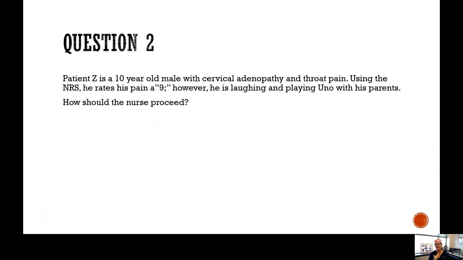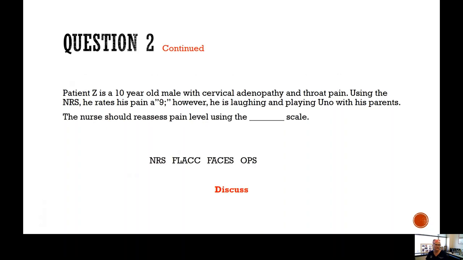Next, we have question 2. Now, this is patient Z. He was a 10-year-old male. He came in with cervical adenopathy and throat pain. And using the numerical rating scale, he rated his pain a 9. However, at that time, he was laughing and playing Uno with his parents. So how should that nurse proceed, or the nursing student? Well, we know distraction is huge in reducing pain. So there's a potential that playing Uno with his parents could make him laugh, and that's distracting his pain. A 9, that's kind of questionable, but it could work. So what do we do?